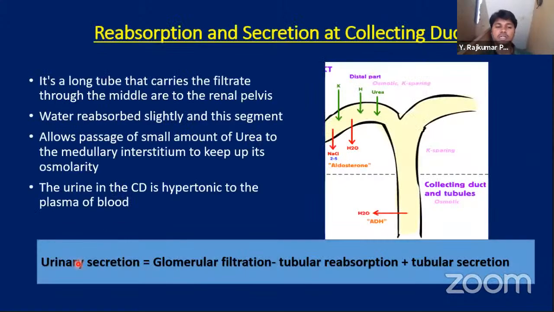So finally, you can see the urinary secretion is equal to glomerular filtration minus tubular reabsorption plus tubular secretion. This is the equation by which you can understand what is the actual urine which is removed. So the primary urine formed by glomerular filtration is 99% reabsorbed. Okay, so after the reabsorption, whatever substances are secreted by these tubes, they are the actual excreting substances. That is the final net urine which is formed in the kidneys.